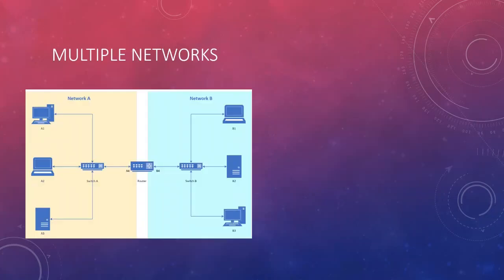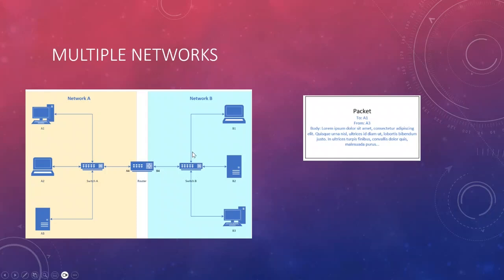So now consider this new diagram. Instead of adding additional computers to one network, we've split it into 2 networks, and it's connected with this thing called a router. Notice that the router to network A looks just like another computer that we're going to call A4, and to network B, the router looks just like a computer, and from network B's point of view, its address is B4. So if A1 sends a packet to A3, it's going to work just like before.